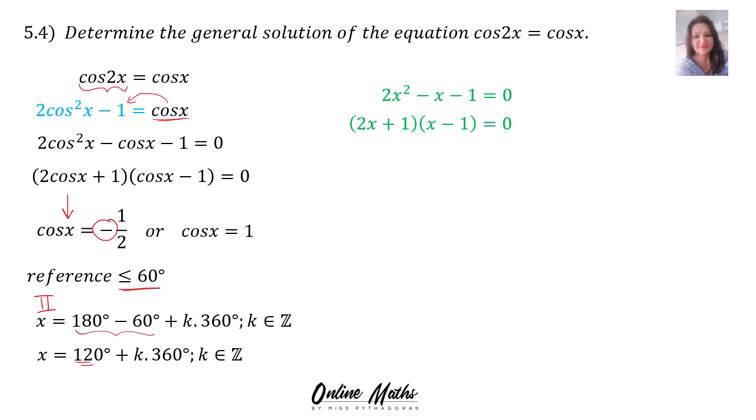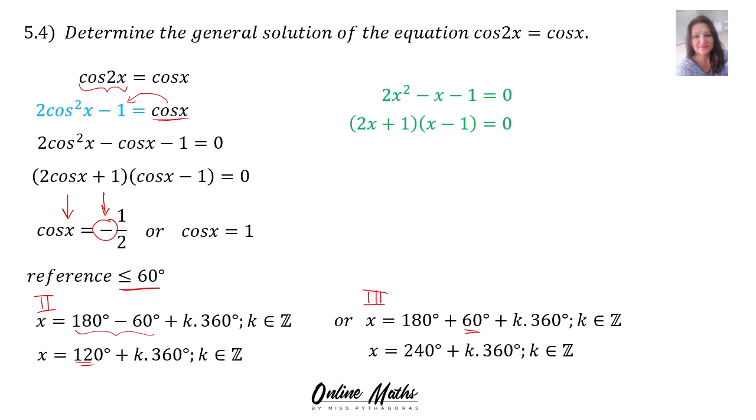And where is cos also negative? Cos is negative in the third quadrant. So we will write x is 180 plus the reference angle, plus k times 360, k element of Z, and that simplifies to x is 240 degrees plus k times 360, k element of Z.